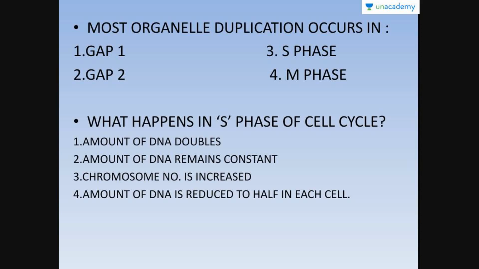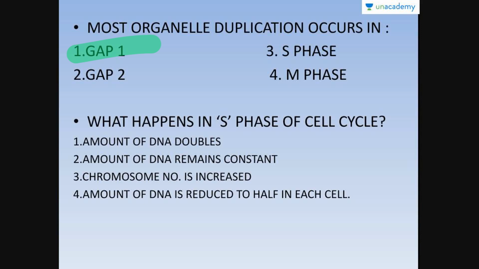So the most apt answer would be G1 phase. Why? Because during G2 phase, only 3 of the organelles are synthesized. Most of them are synthesized in G1 phase only. So the correct answer is option 1, G1 phase.